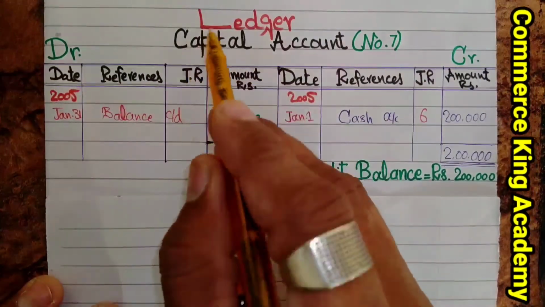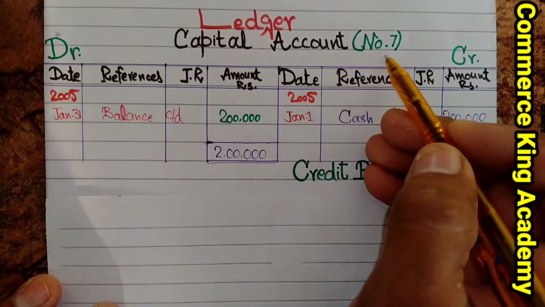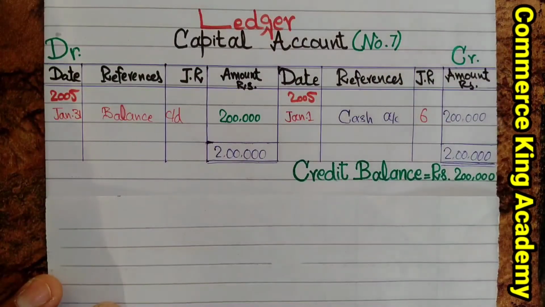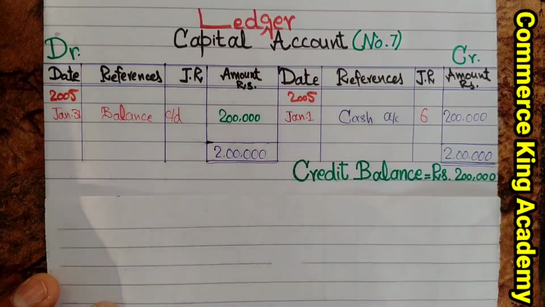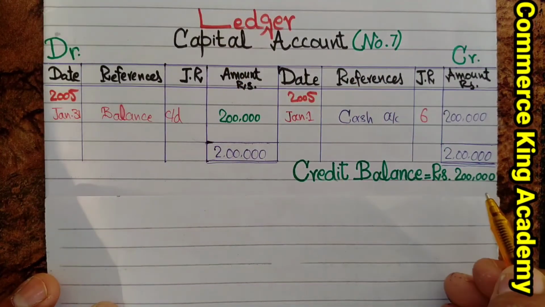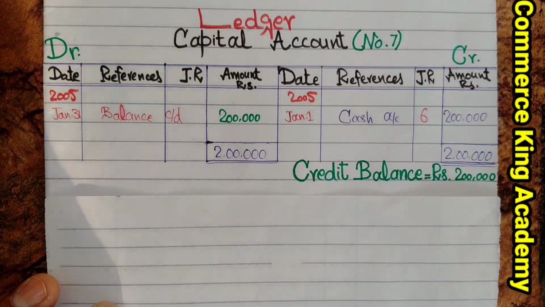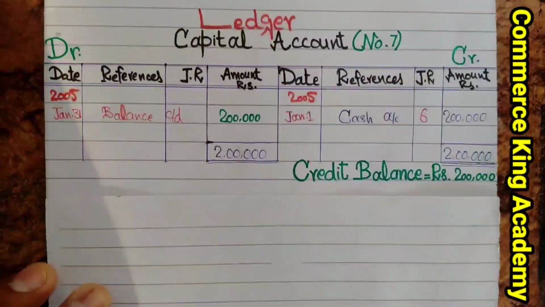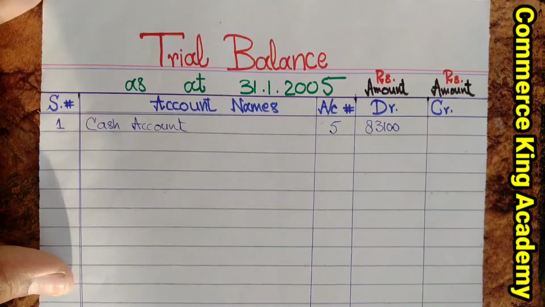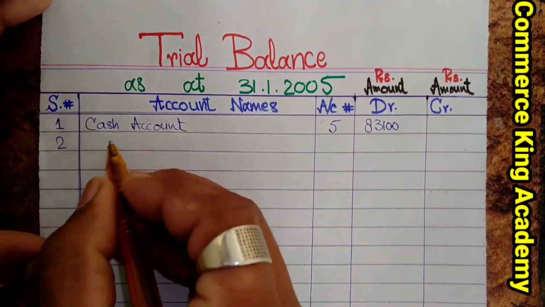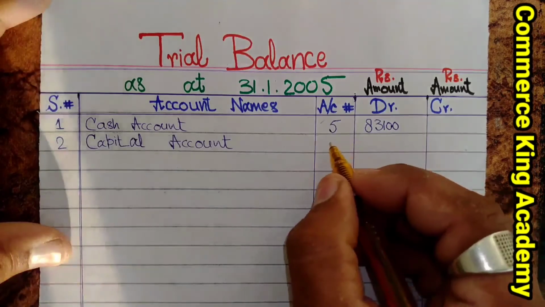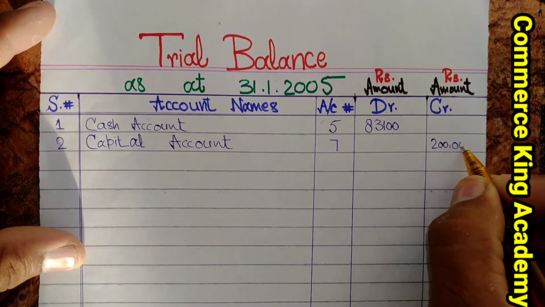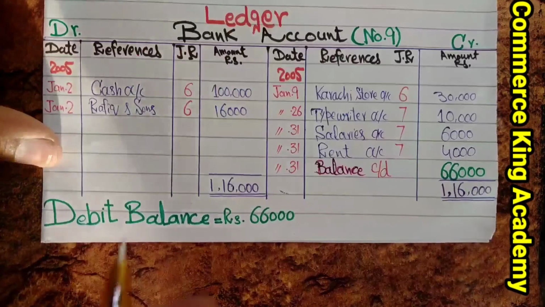Our next ledger account is the capital account with reference or ledger folio number 7, debit side and credit side. The ledger of the capital account has a credit balance of 200,000 rupees, because the credit side is heavier than the debit side, so ultimately we have a credit balance. Serial number 2, account name capital account. Number 7, credit balance 200,000 rupees.